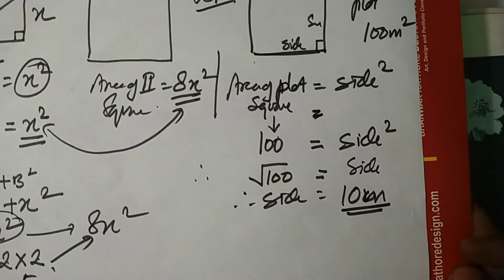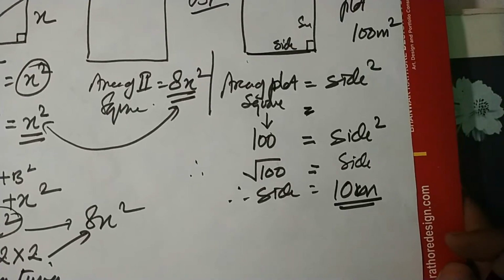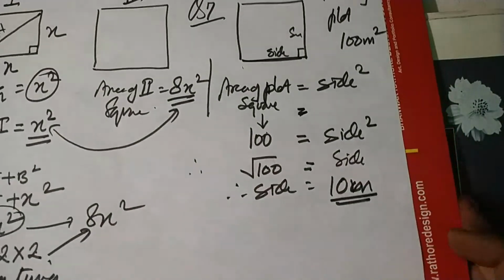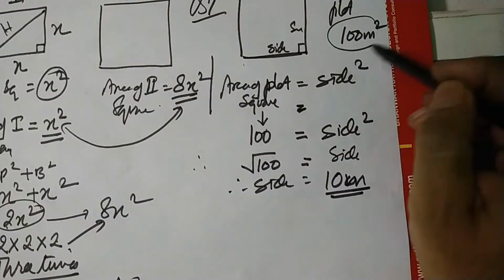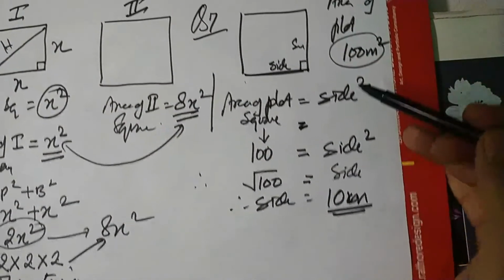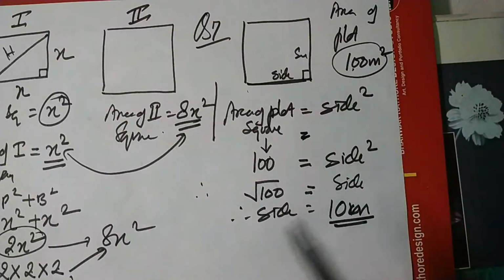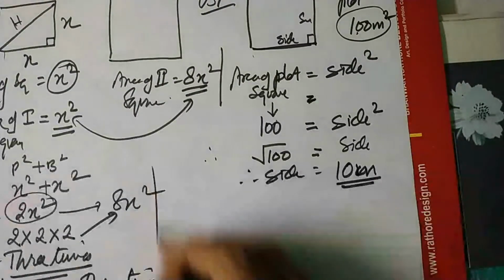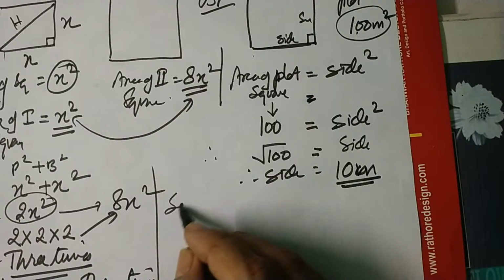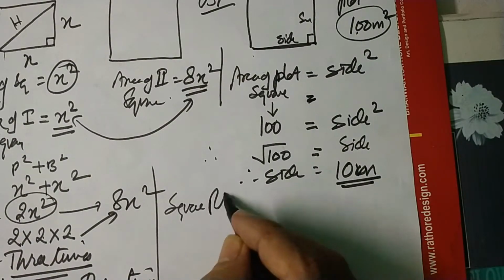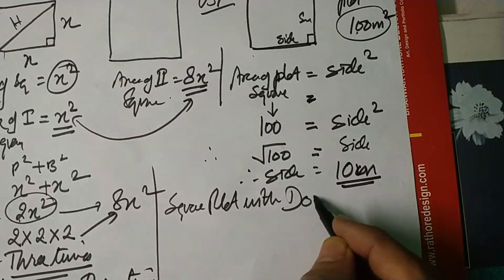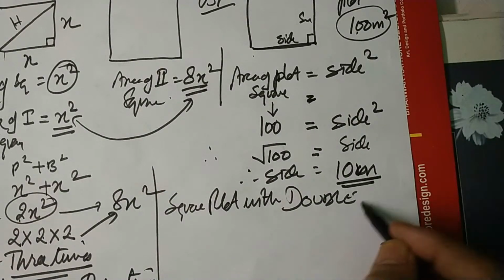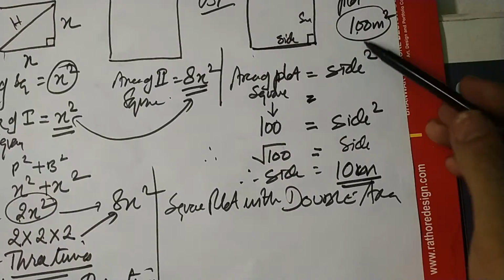He wants to make a new square plot with exactly double the area. So he has a plot whose area is 100. He wants to make another plot whose area is double. So he wants to make another square plot with double area. Double area means what will be the double of this?